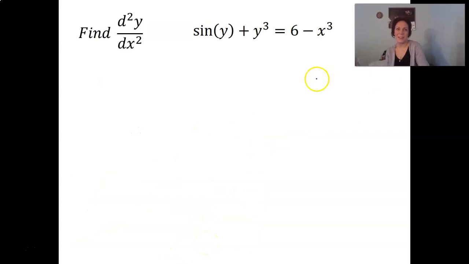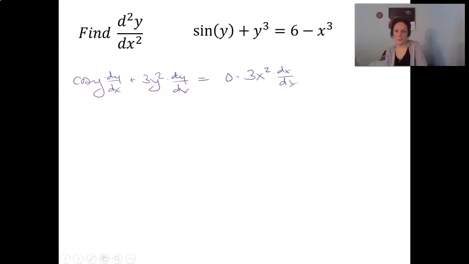Okay, let's do another example like this. So we have the sine of y plus y cubed equals x minus x cubed. So let's take our first derivative. The derivative of sine is cosine y, and then a dy dx, plus 3y squared, and dy dx again, equals, I've got a 0 minus a 3x squared dx dx.